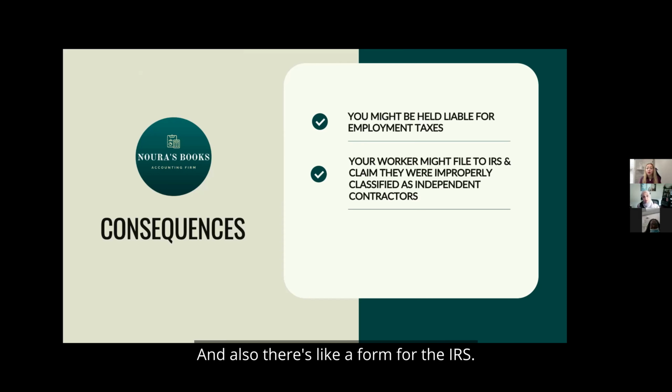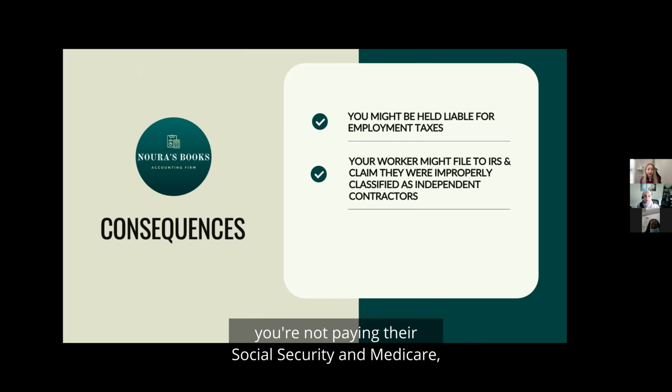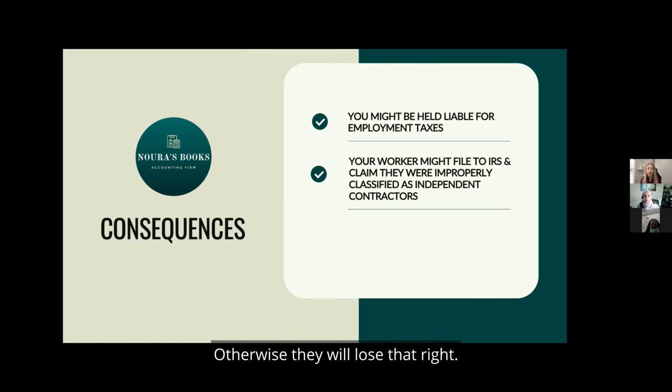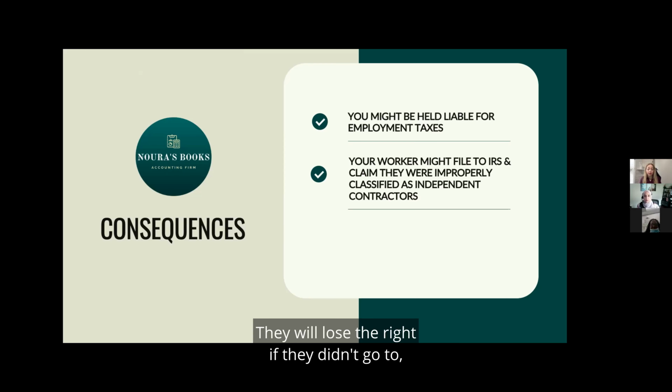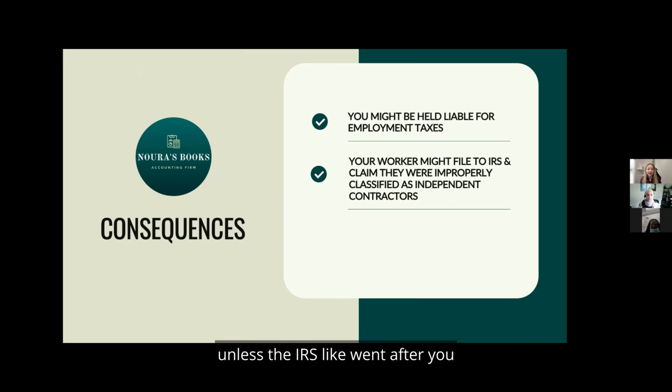Also, there's a form at the IRS that the people who work for you can file if they feel that they were misclassified. Because you're violating their rights, you're not paying their Social Security and Medicare, which they can benefit from later in life. So you're violating a right. They can file that with the IRS to let the IRS estimate how much you should have deducted from them. Otherwise, they will lose that right, unless the IRS went after you and your taxes were flagged.